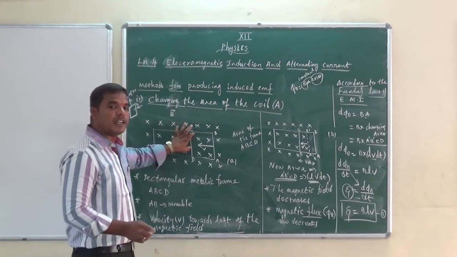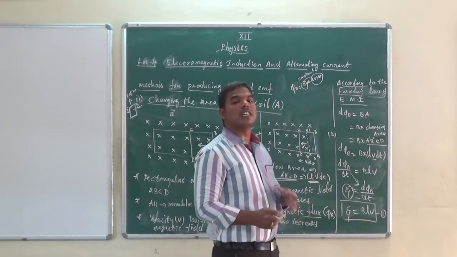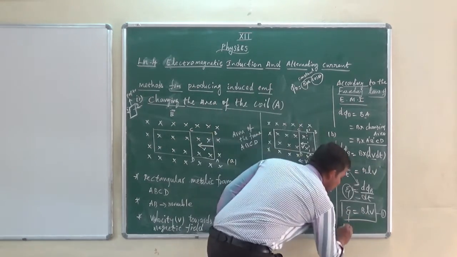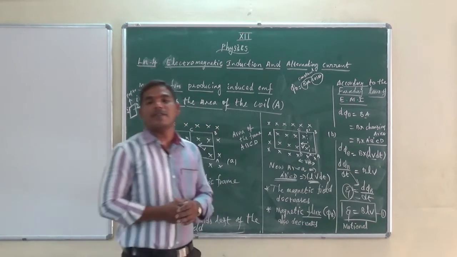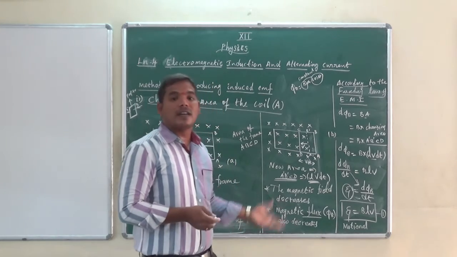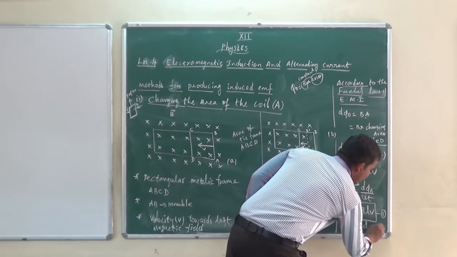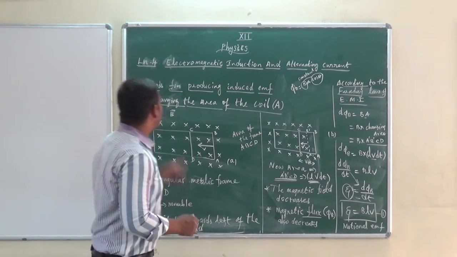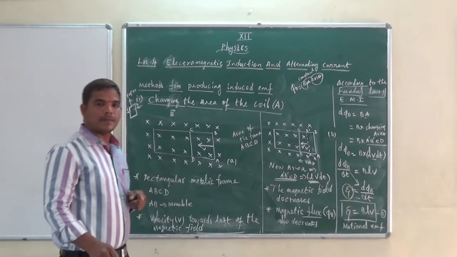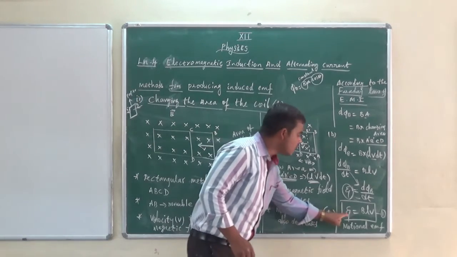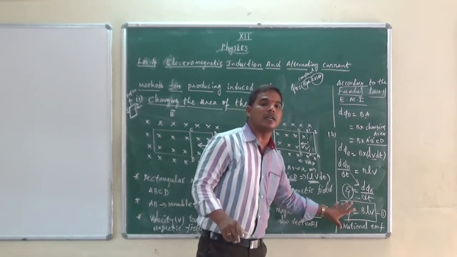When we change the area, we produce induced EMF. This induced EMF is also motional EMF. Already we have discussed motional EMF, derived by Faraday's law and derived by Lorentz force. We have derived it in detail. So when we change the area, we produce the induced EMF, ε equals B l v. Please note down this equation. This is a very important equation.